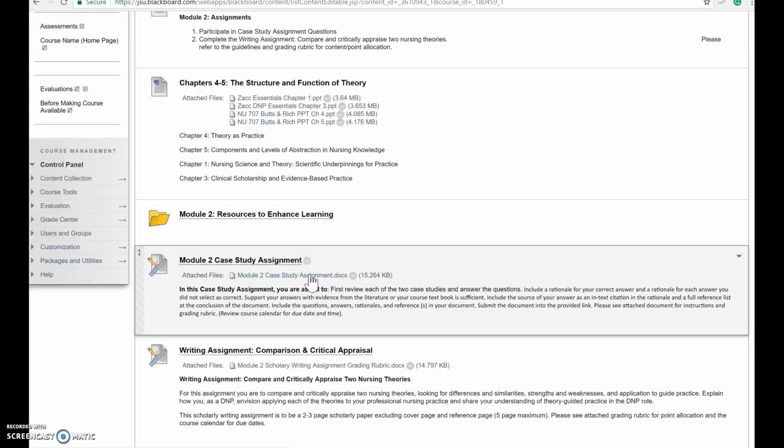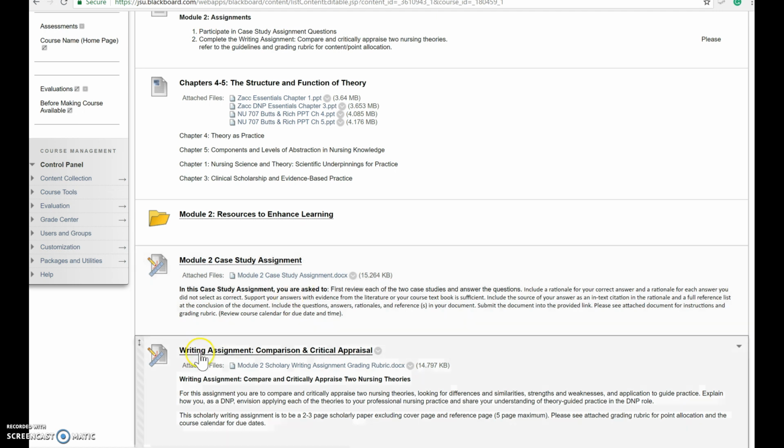You'll see this is a 50-point assignment with two case studies, so basically it's 25 points per case study and the questions that go along with it. So that is your Module 2 case study assignment. Be sure that you look at your course calendar for the due date on that.